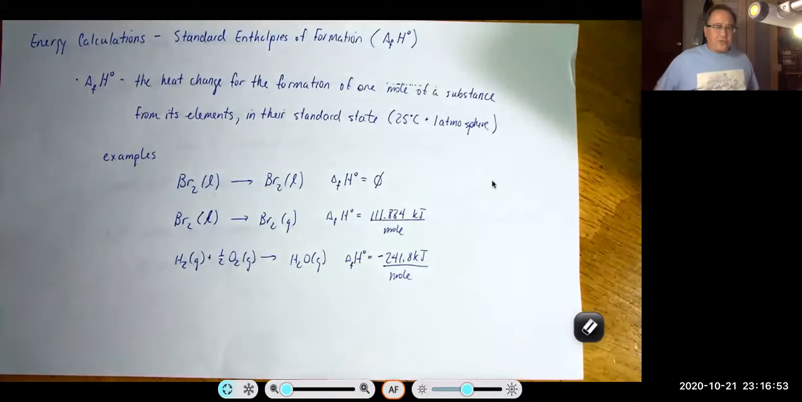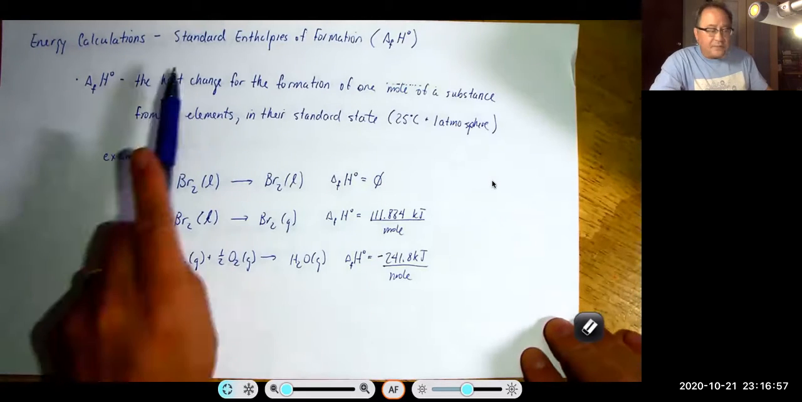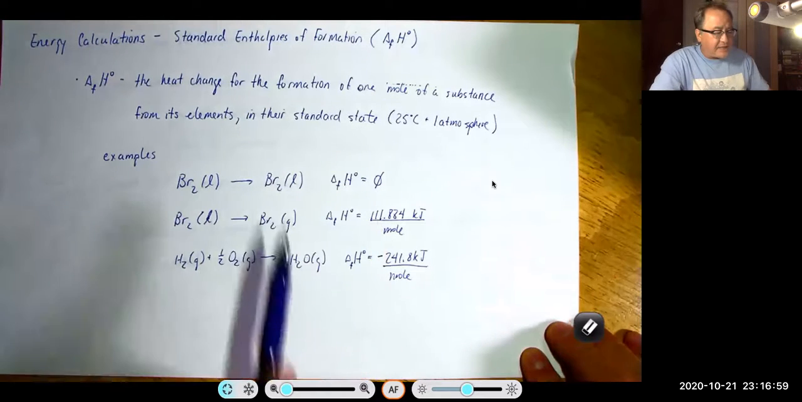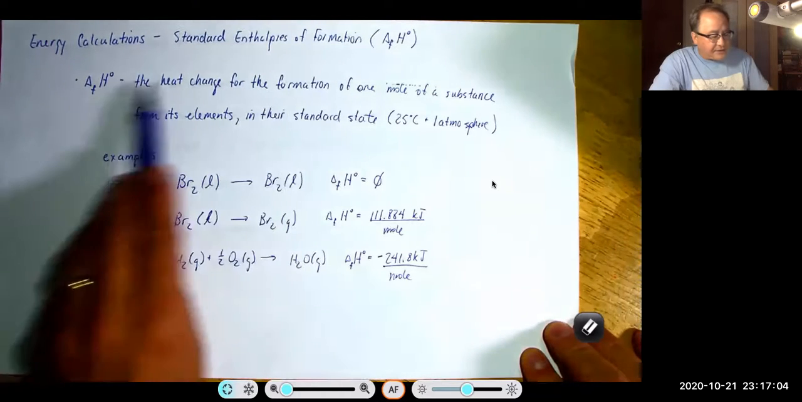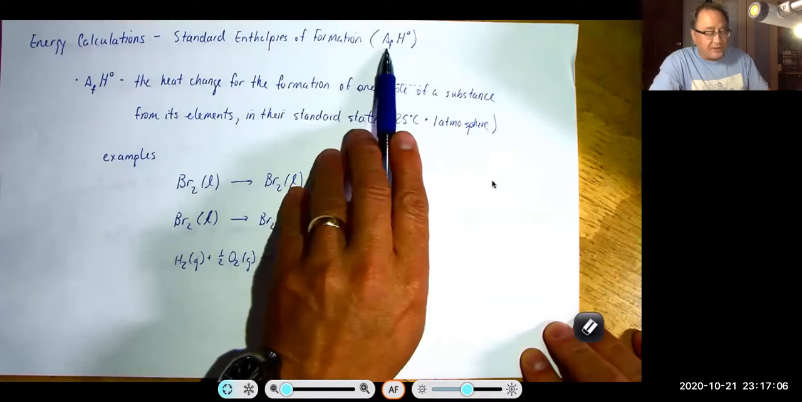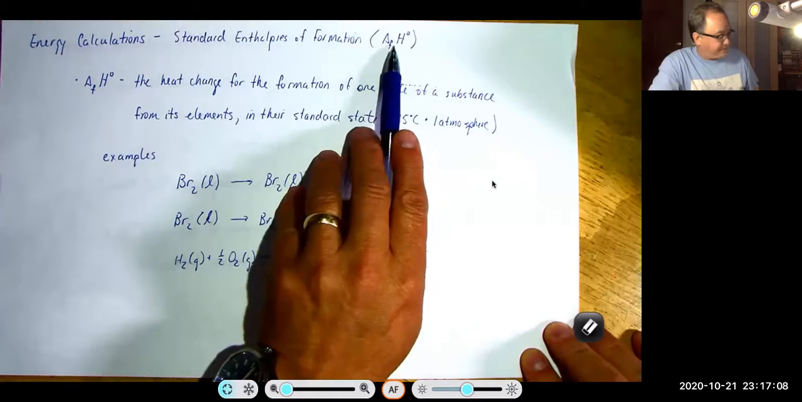Okay, this is part 2 of energy calculations. And here we're going to look at standard enthalpies of formation. Now, this has a strict definition that we must follow. And here is the symbol for standard enthalpy of formation. It's delta H f naught.